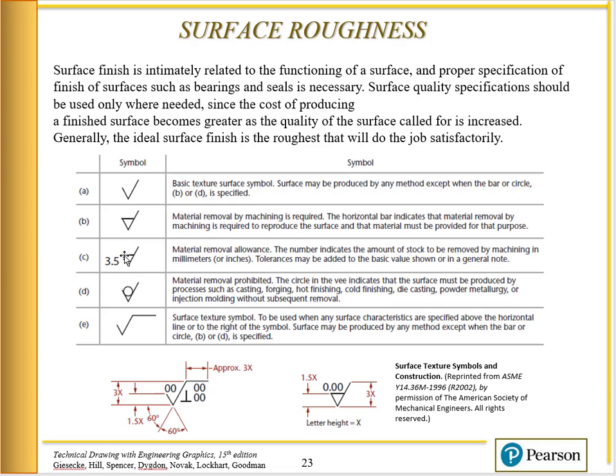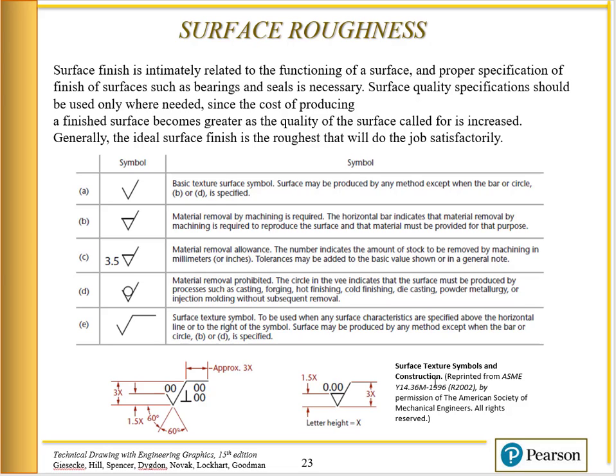And then if you have that bar across there and then there's a number here, that is the material removal allowance. That's how much extra stock is on there to be machined off. Now, if you see a circle in the check mark here, that means no material removal. Material removal is prohibited in this area. And then finally, this is the general surface texture symbol. It's like a check mark again, with this added long tail. And we're going to talk about what that means in the next slide.